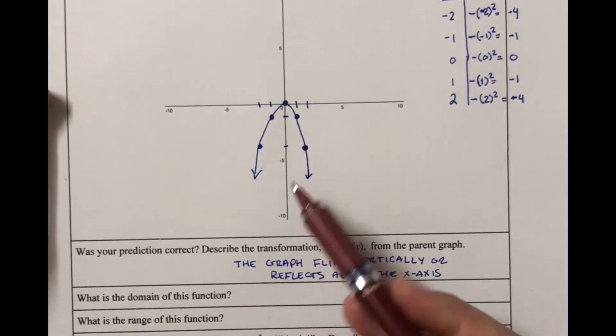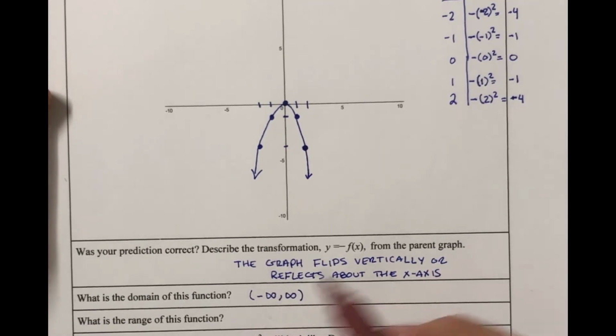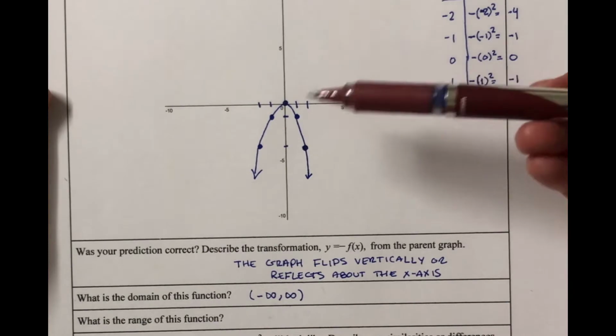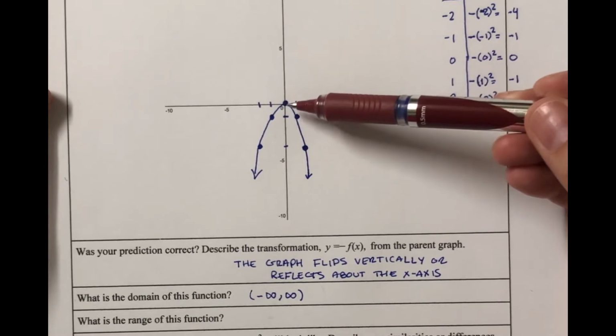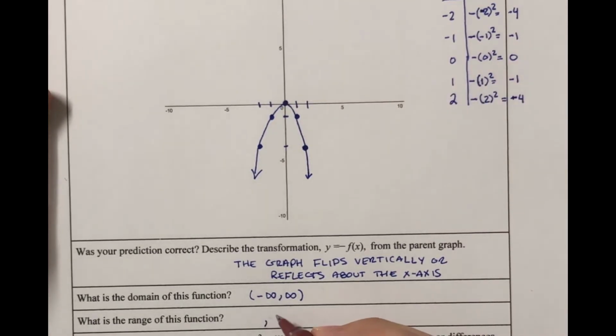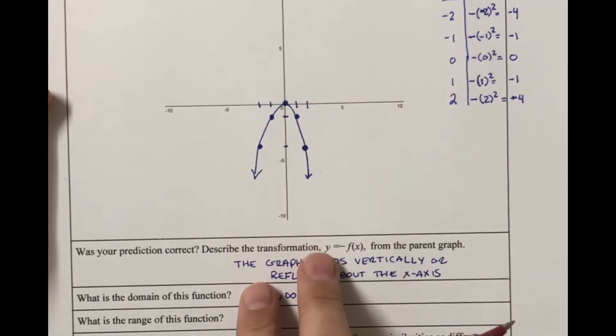The domain of this new function is still all real numbers. You can plug in anything you want for x and you will get a y value out. The range this time though, notice the y values. This graph, the highest point is now 0. Last time the lowest point was 0. So the range, the highest number we're ever going to get out is 0, and then this graph goes all the way down to negative infinity.